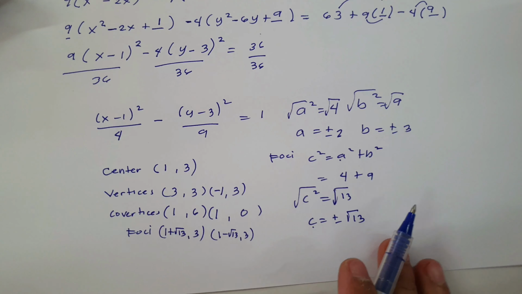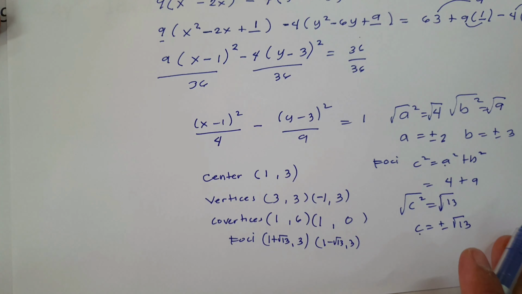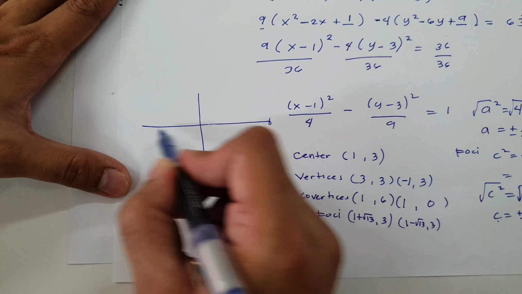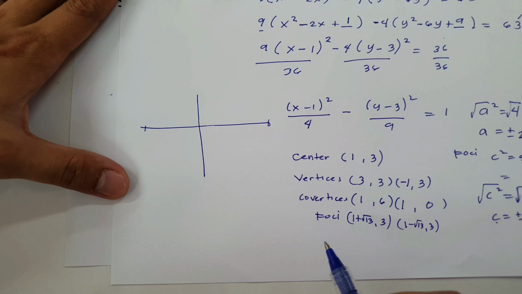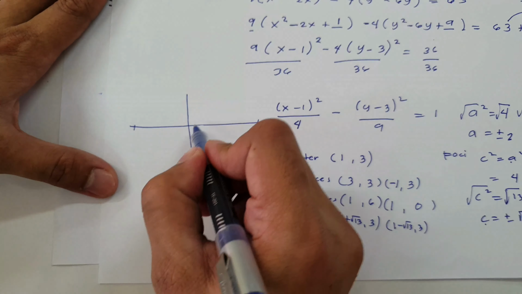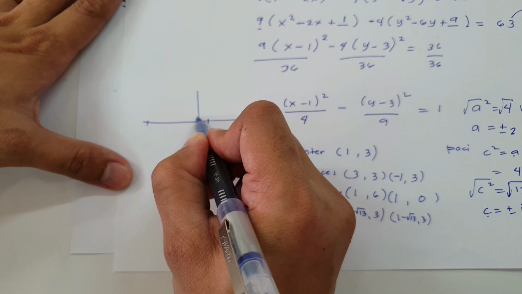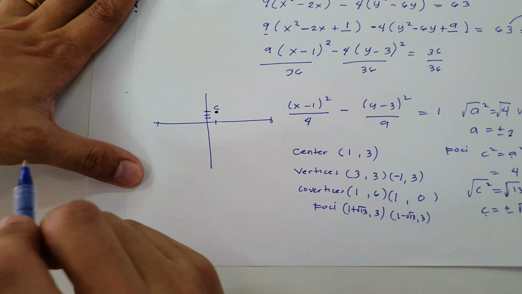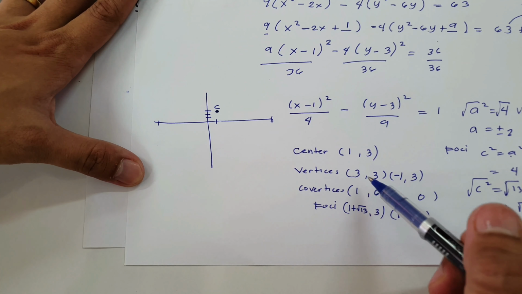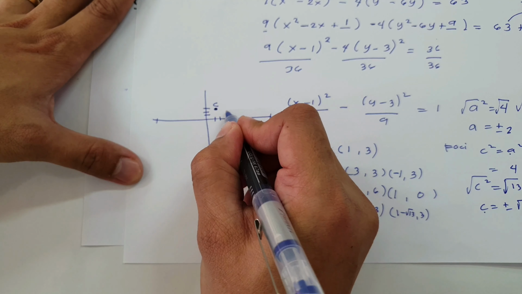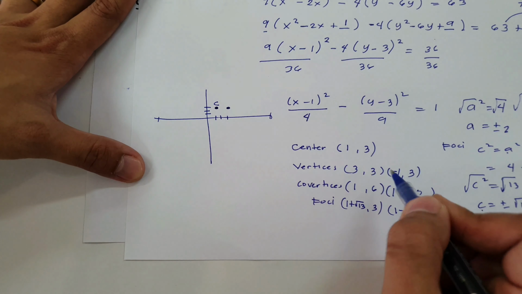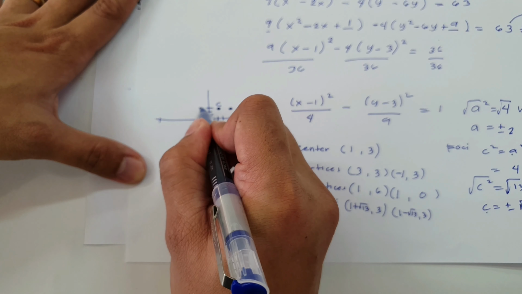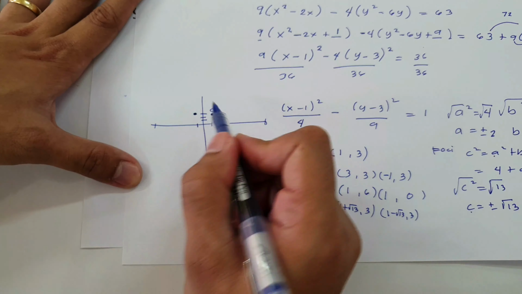This time, we are going to sketch our graph. In sketching the graph, we're going to have a Cartesian coordinate plane. First, let us locate the center, that is (1, 3). So we have 1 and then 3. This will be our center. Next, let us locate our vertices: (3, 3) and (negative 1, 3). These will be the endpoints of our vertices.